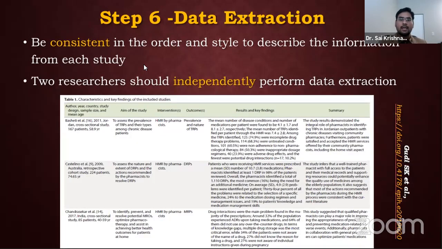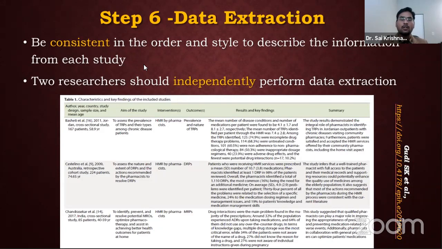So this is how the data extraction table looks in a systematic review. In most cases, this will be the first or second table in systematic reviews, where you can find characteristics and key findings of each and every study that you have included. If you look at each column, in this example, again from my systematic review, the first column has the name of the author, year, country where the study was conducted, study design, sample size, and the mean age.